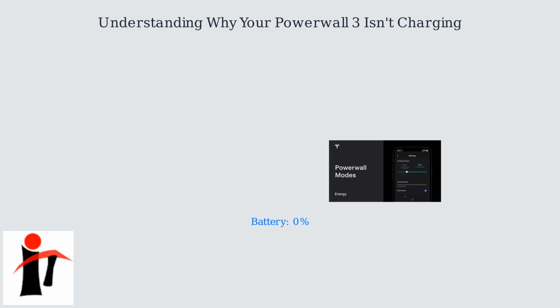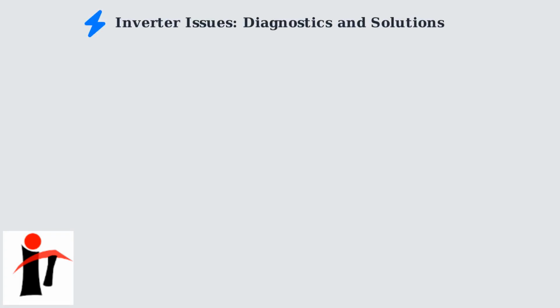Most issues are resolved via the Tesla app or over-the-air updates, but manual troubleshooting for breakers and inverters is still common in rural or off-grid setups. The inverter is a crucial component that converts DC power from your solar panels into AC power that your home can use.